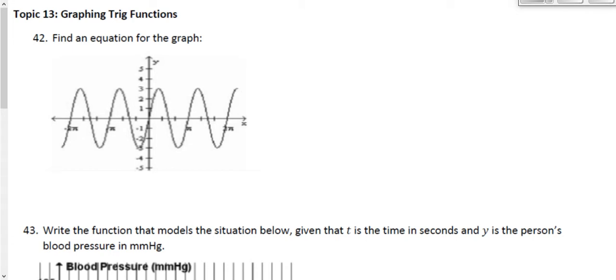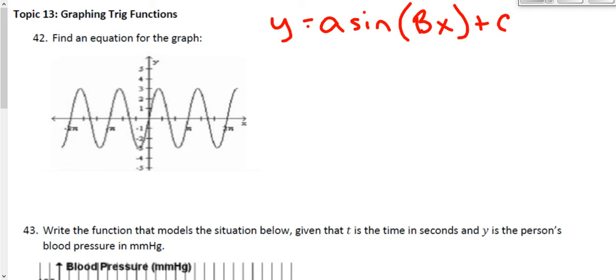Okay, we're up to topic 13, which is graphing trig functions. Our first question is going to ask us to find an equation for the graph. So the two trig functions we're responsible for graphing are sine and cosine, and the parent function for each one is a times either the sine or the cosine of bx plus c.